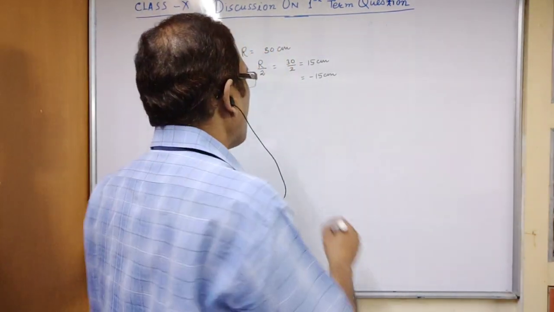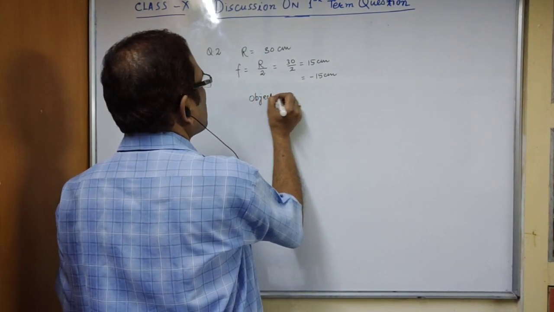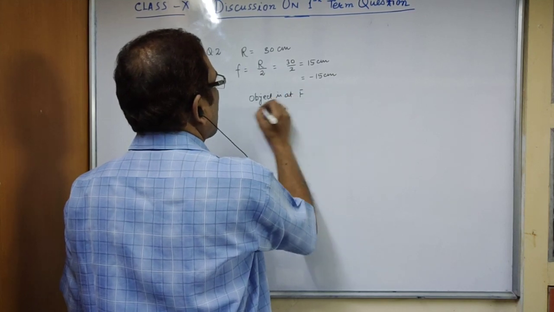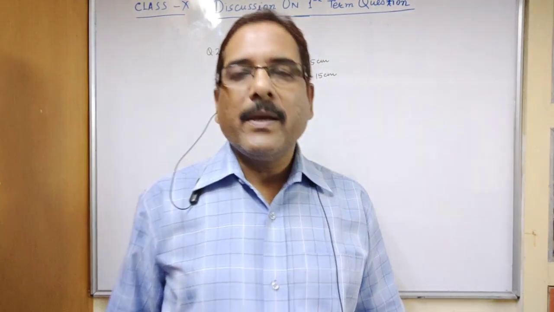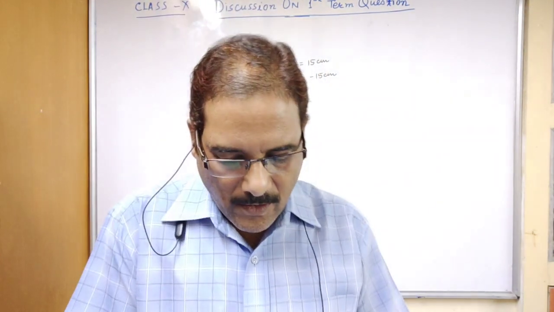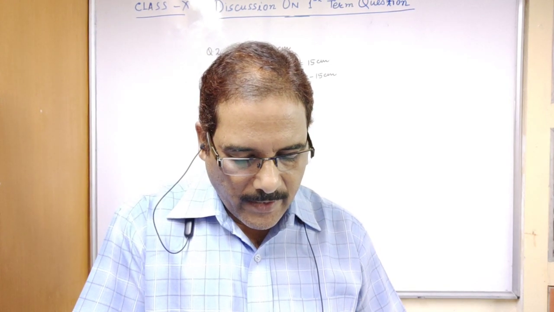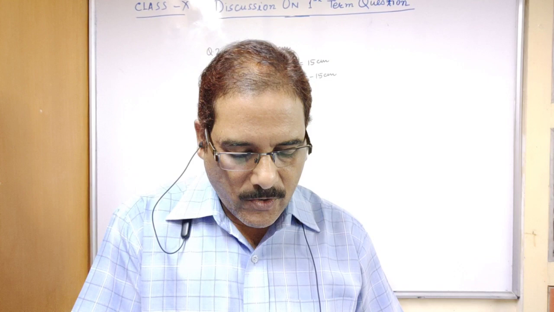It means the object is where? The object is at f. So when the object is at f, the image is formed at infinity. So D option is correct. The image will be formed at infinity. Now the third question, which of the following statements is true?